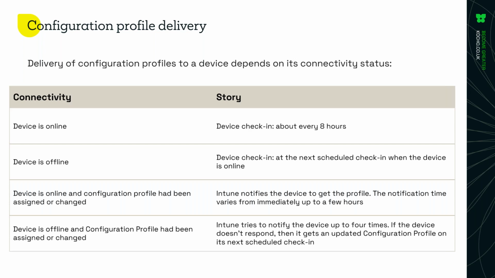So when a device is online, it phones home around every 8 hours. This is a standard check-in to ensure that the device has the correct policy assignment.